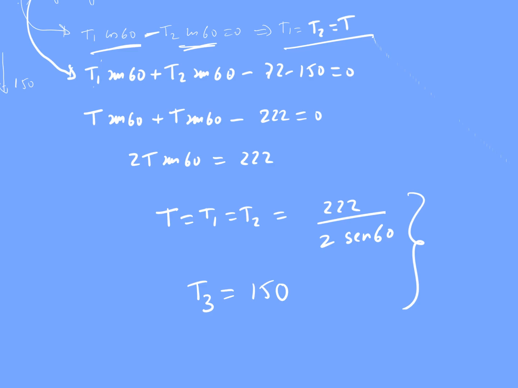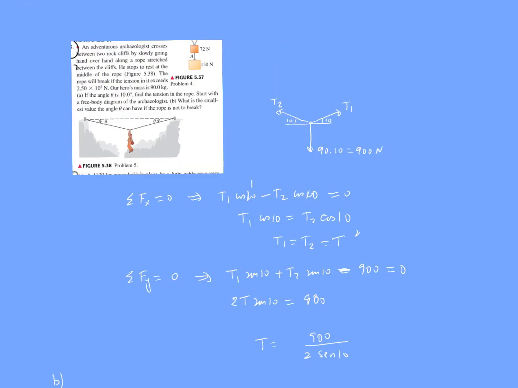Okay, let's go to the next problem. Let's solve this problem. This is a guy crossing a bridge or rock cliff by sliding down. He stopped here in the middle of the rope, and it says that the rope will break if the tension on the rope is more than 2.5 times 10 to the 4 newtons.